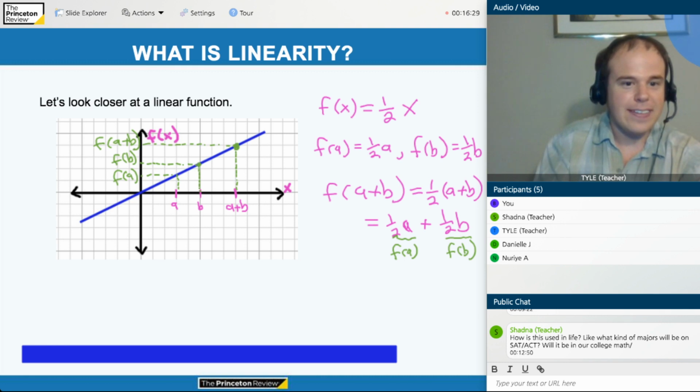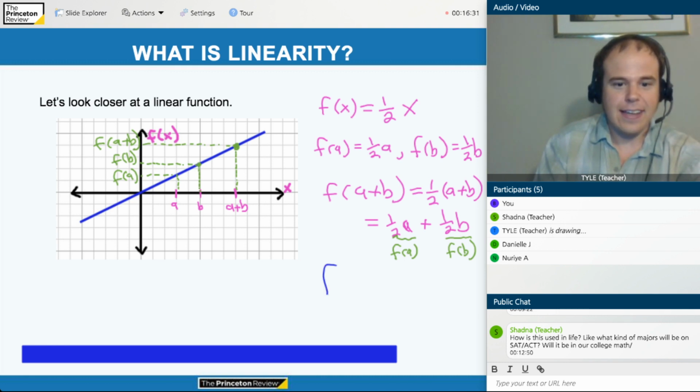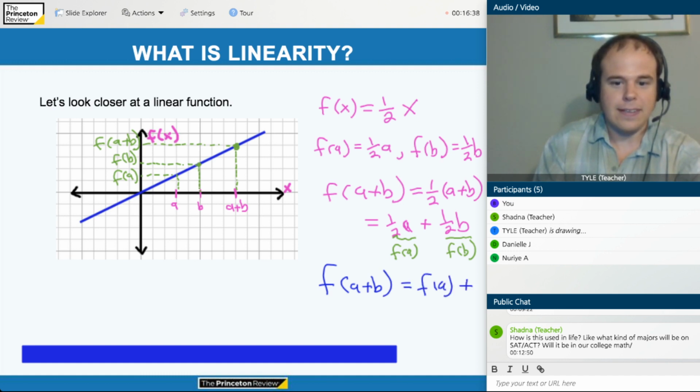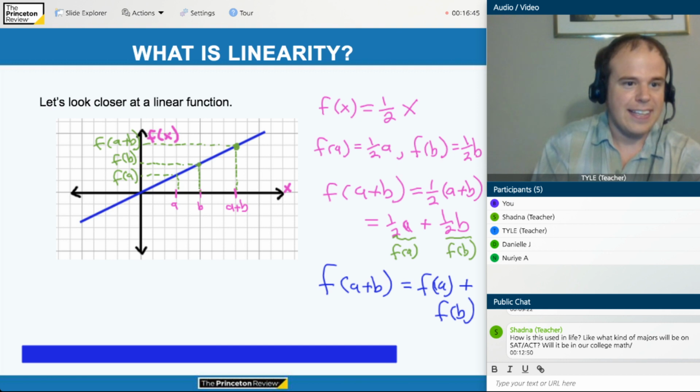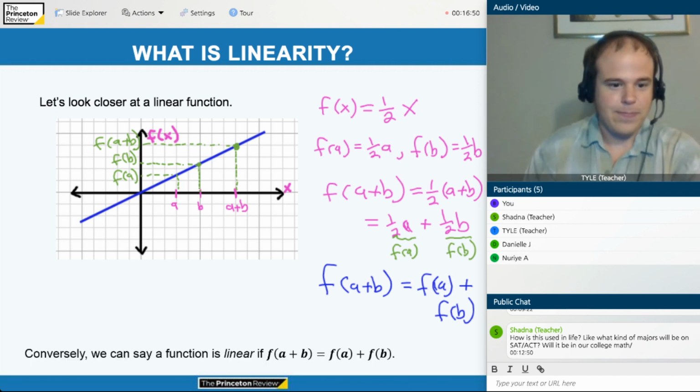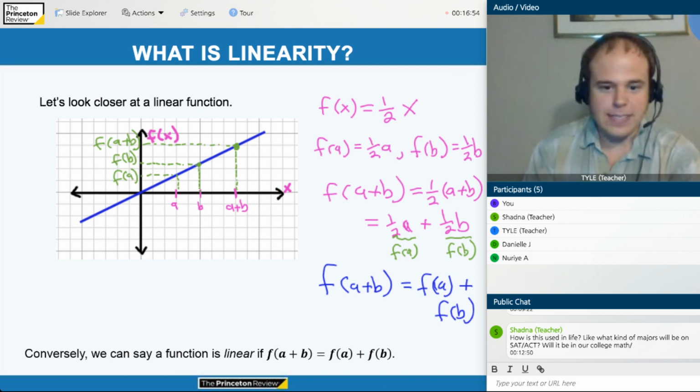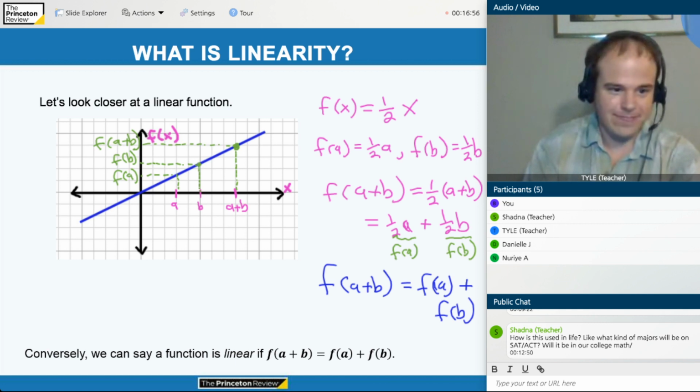So what we just found is that f of a plus b, in this case, equals f of a plus f of b. And this is what's called our linearity property. This is called linearity. So we can say a function is linear if f of a plus b equals f of a plus f of b. And we can see an example of it with this straight line function.